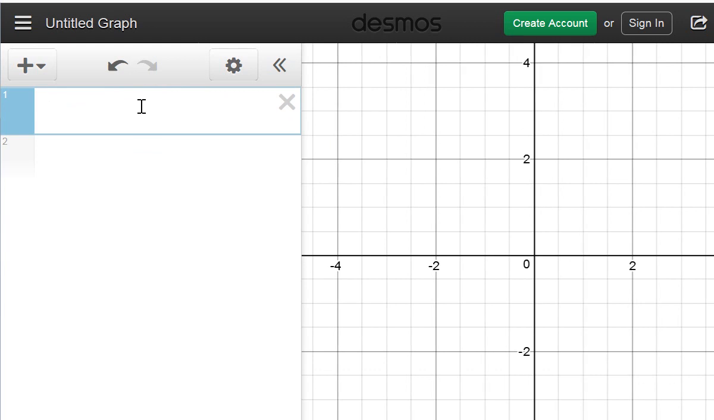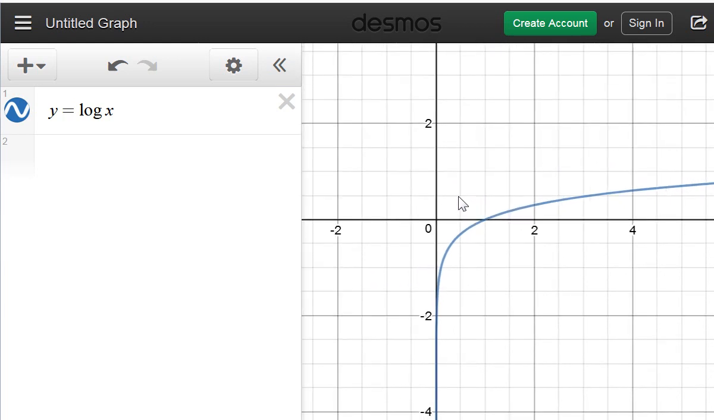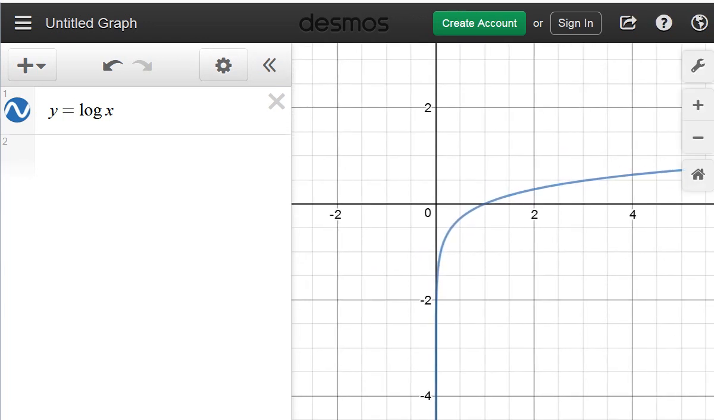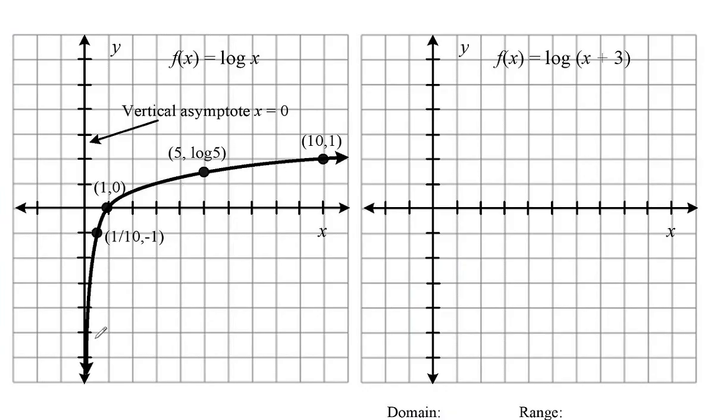So we want to graph log x. We just type y equals log x. And boom, here it is. It's graphed for us. So we can see that the y-axis here is a vertical asymptote. And you can click this and you can just drag it around if you want to see different parts of the graph here. And actually it's off to the side so you can't see it well, but you've got a zoom in and zoom out button. So that's desmos.com again. So that's a real nice one. So that's this graph here.